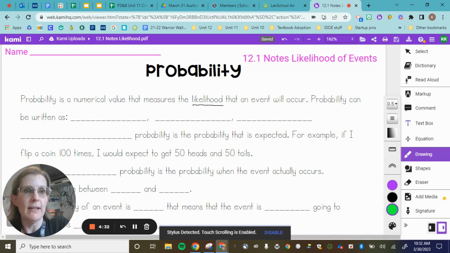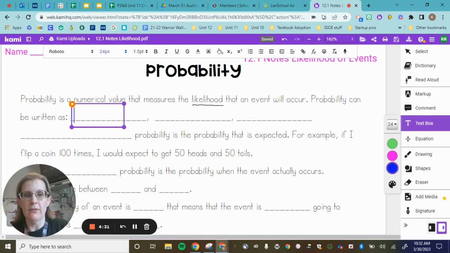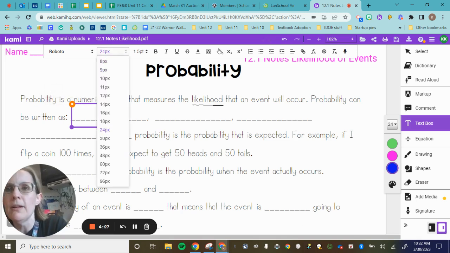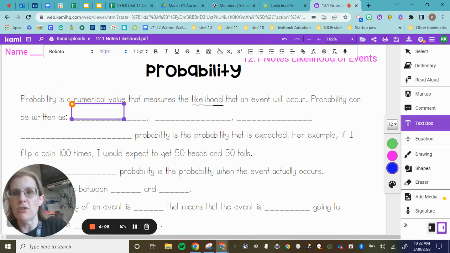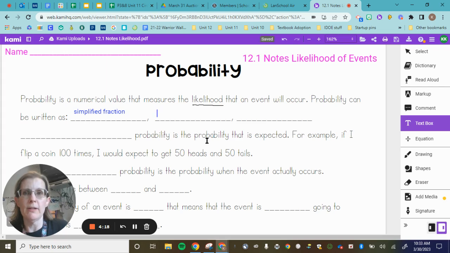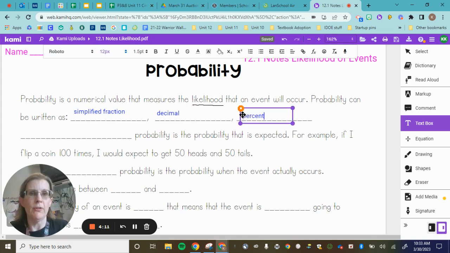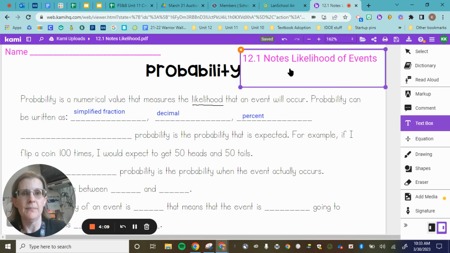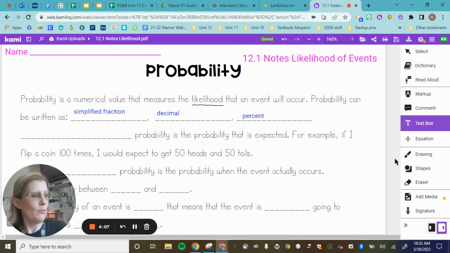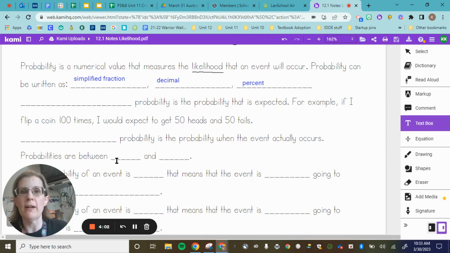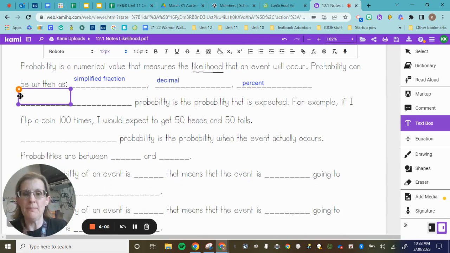Probability can be written in three ways. It can be written as a simplified fraction, or it could be written as a decimal, or it could be written as a percent. There are two types of probability: theoretical and experimental.